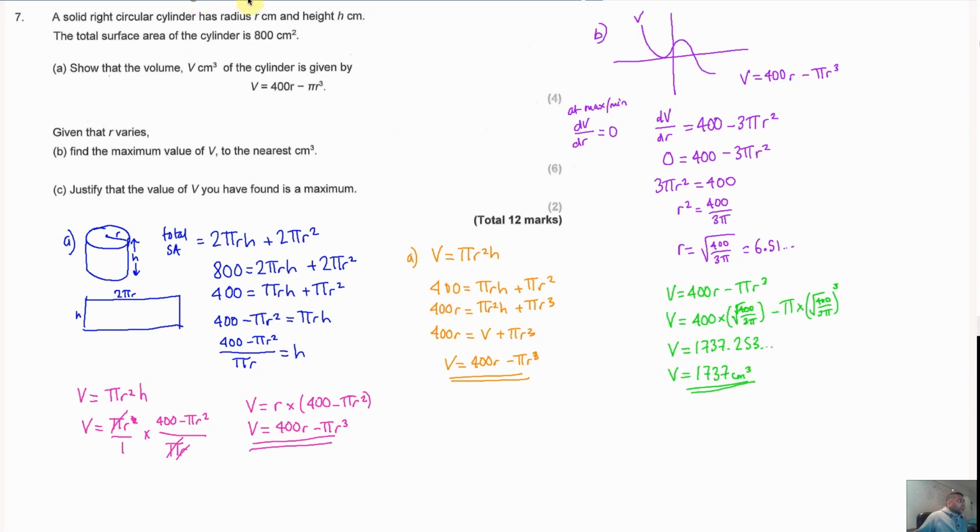Okay, now for part C, again, this is really your grade 9 type question. Even though it's only worth 2 marks, those are very important marks because it's really testing, do you understand what the graphs look like? In order to justify whether you found a maximum or a minimum, I'm just going to rewrite that graph to remind you. It's a negative x cubed graph, and what we've found is it's got a minimum point and a maximum point. At its maximum point, when the radius is 6.5, the volume is 1,737.